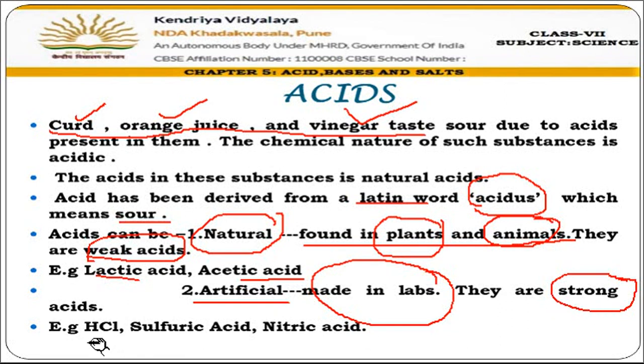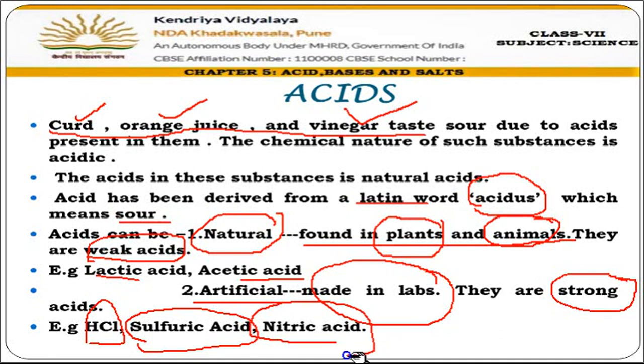The three strongest acids are: one is HCl, which is produced in the lab. The other acid is sulfuric acid. These names you have to learn. And the third strong acid is nitric acid. Just repeat after me. What are these three strong artificial acids? HCl, sulfuric acid, and nitric acid.